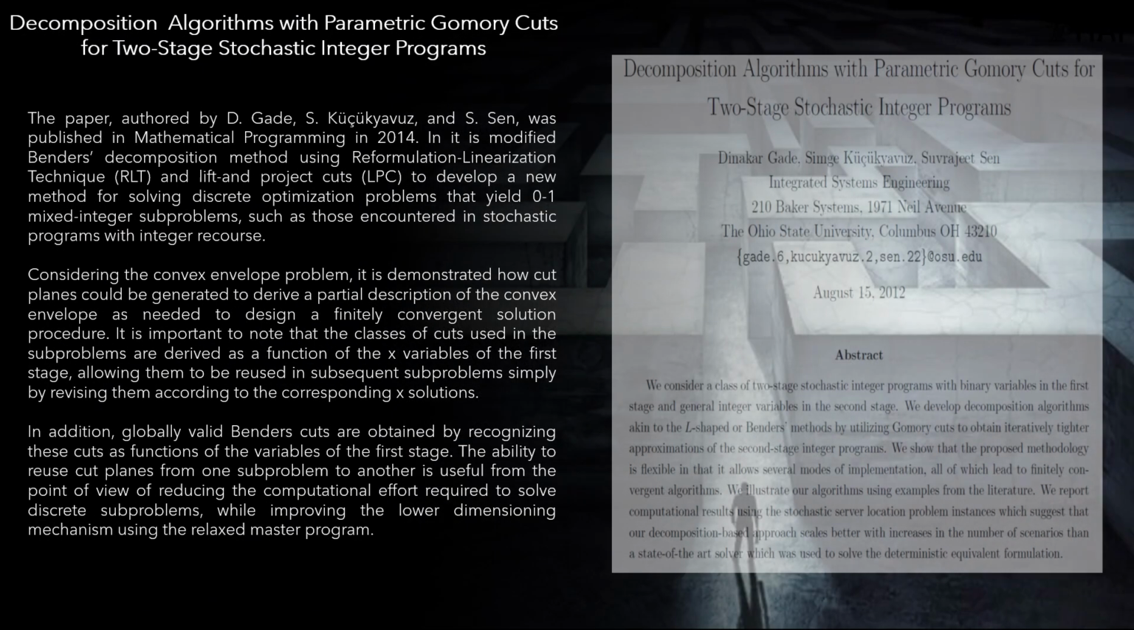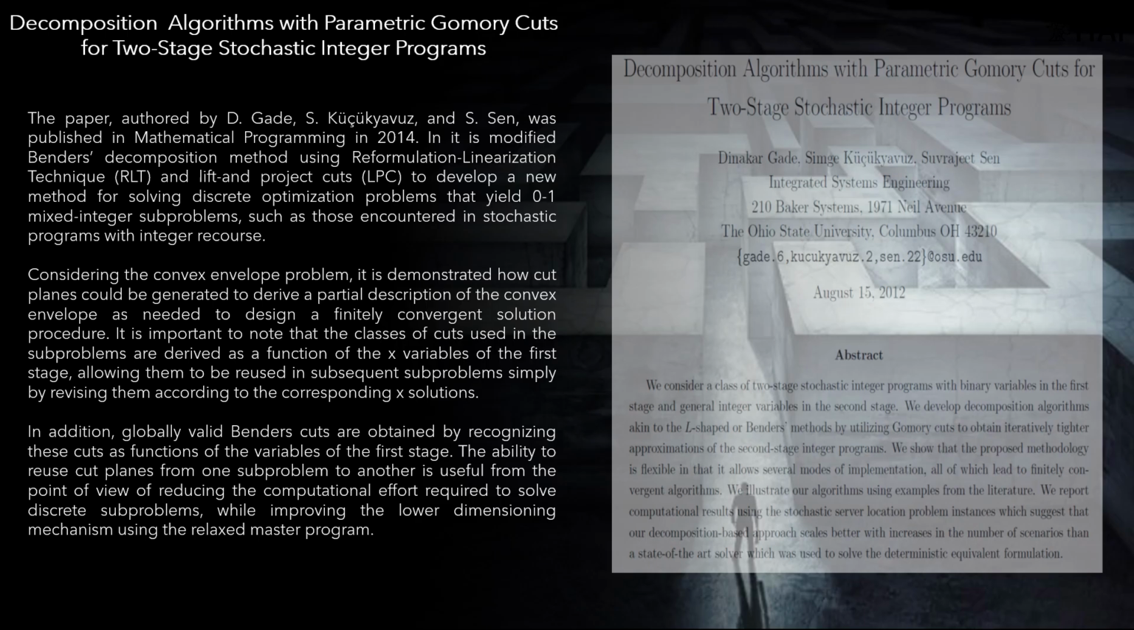The paper Decomposition Algorithms with Parametric Gomory Cuts for Two-Stage Stochastic Integer Programs, authored by D. Gade, S. Küçükyavuz, and S. Sen, was published in Mathematical Programming in 2014. In it, Benders' decomposition method is modified using the reformulation linearization technique, RLT, and lift-and-project cuts, LPC, to develop a new method for solving discrete optimization problems that yield 0-1 mixed integer subproblems, such as those encountered in stochastic programs with integer recourse.